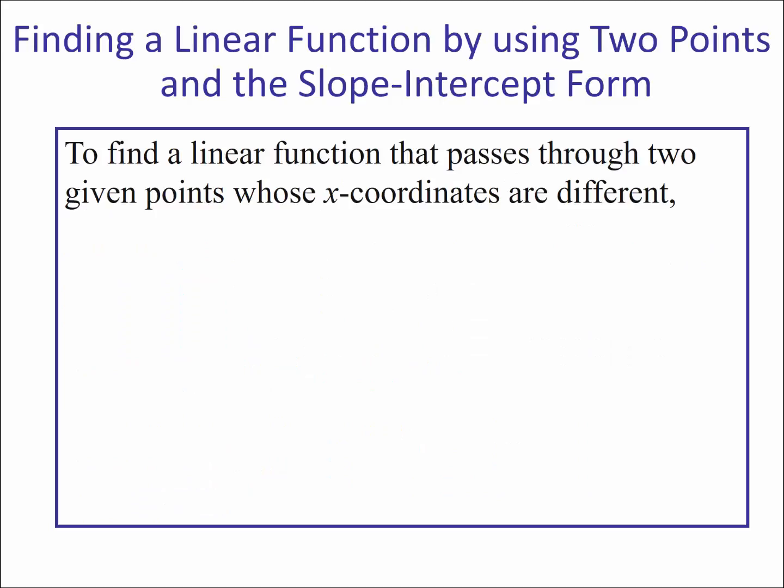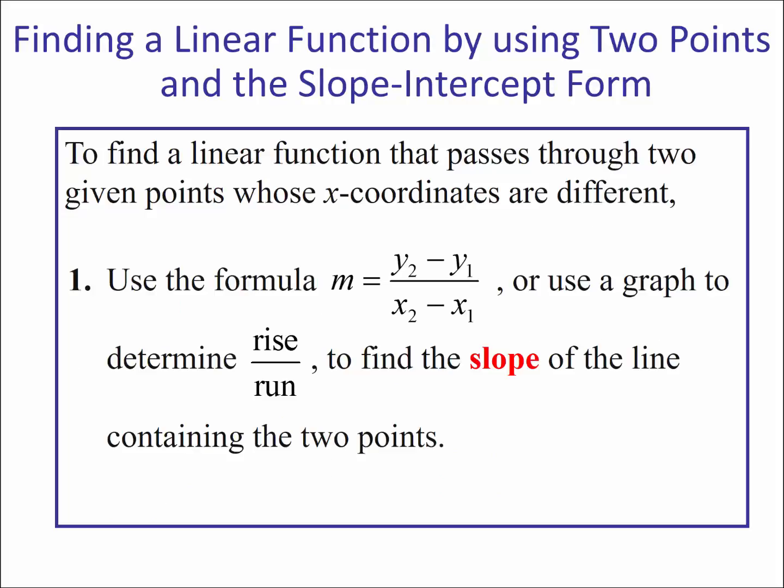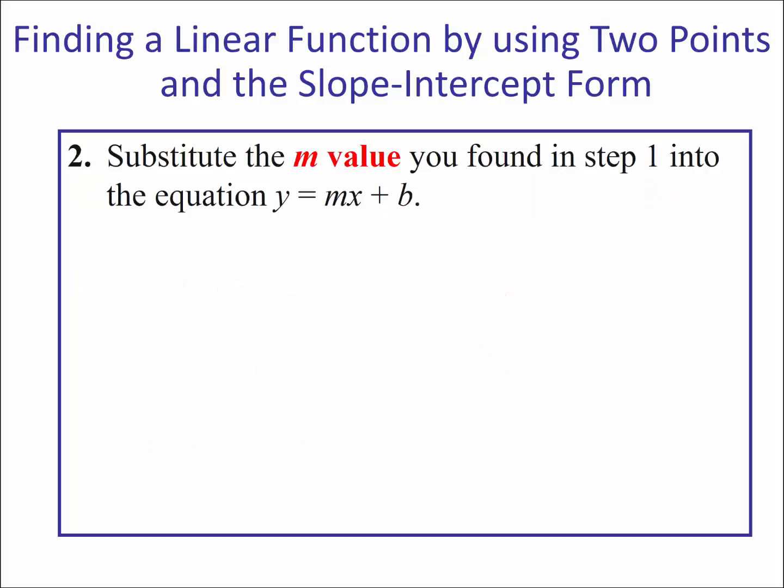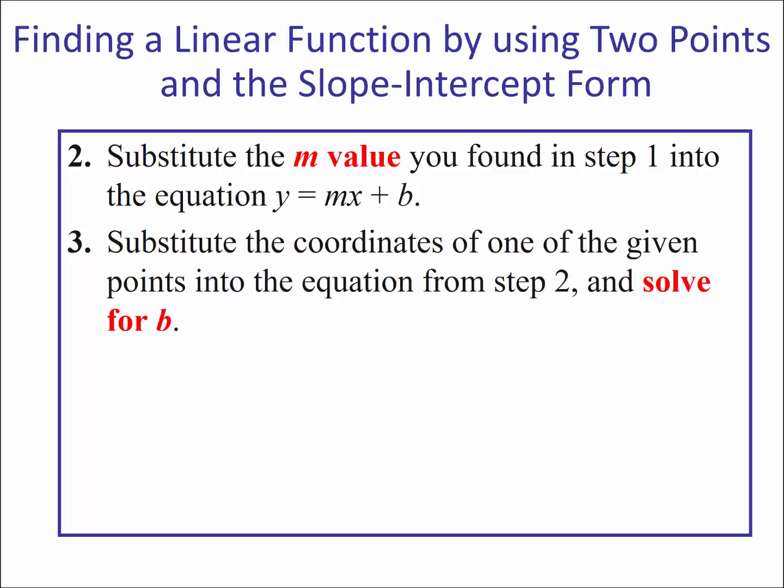To find a linear function algebraically by using 2 points, our first step is to use the slope formula to find the slope of the line that contains the 2 points. Second step, we substitute this value back into the equation y equals mx plus b. So we find the value of m and we substitute it into y equals mx plus b. Number 3, we substitute the coordinates of one of the given points into the equation that we formed in step 2, and then we solve for b.